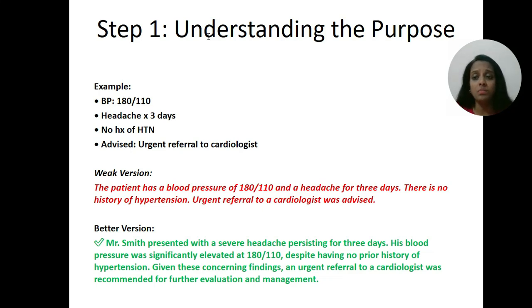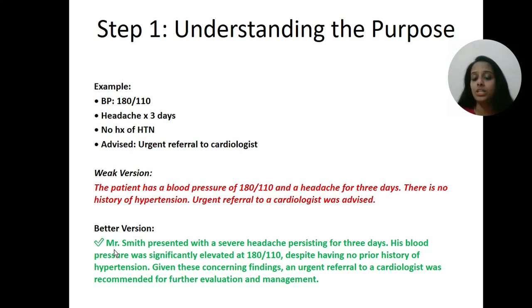So these are the prompts example that you make a case note out of it. Here you wouldn't just write the patient has a blood pressure of 180 by 110 and a headache for 3 days. There is no history of hypertension. Urgent referral to cardiologist was advised. That sounds very robotic and unnatural. Instead, try to explain it meaningfully.